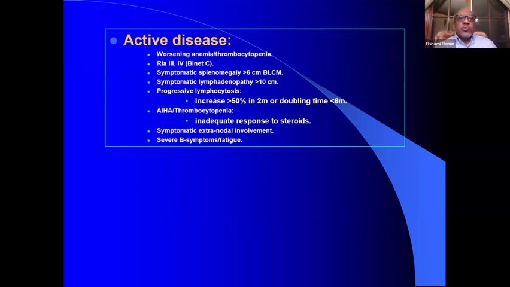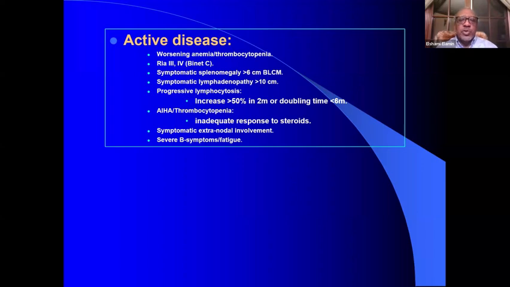Patients with Rai stage 3 or 4, Binet C, patients with symptomatic splenomegaly more than 6 centimeters below the left costal margin, bulky adenopathy more than 10 centimeters, progressive lymphocytosis, an increase of lymphocytes by more than 50% in 2 months, or a doubling time of less than 6 months. Extensive lymphocytosis alone is not an indication. However, if it goes more than 200, there is the risk of leukostasis or stroke. So that may be a soft indication.